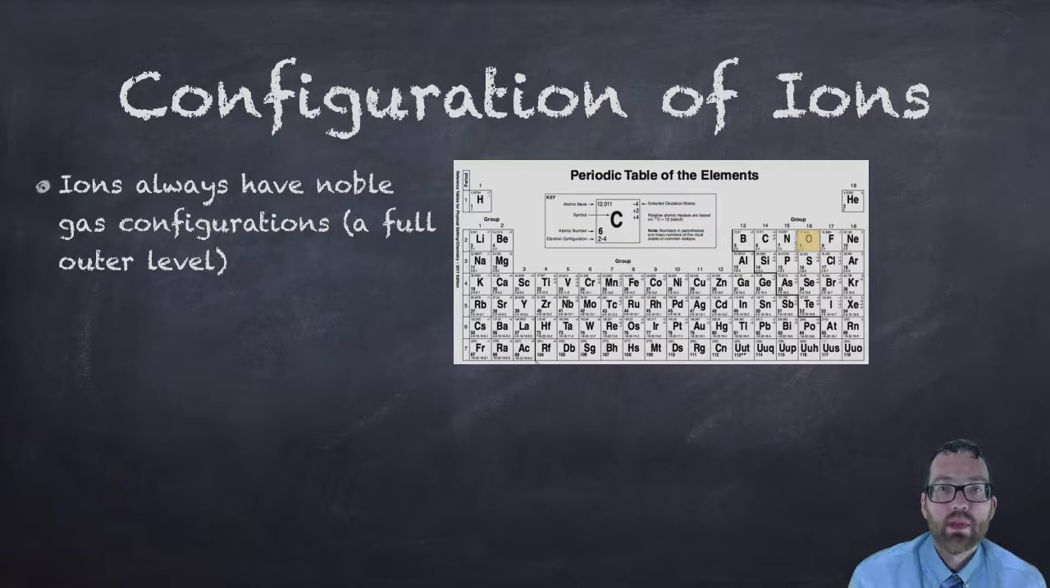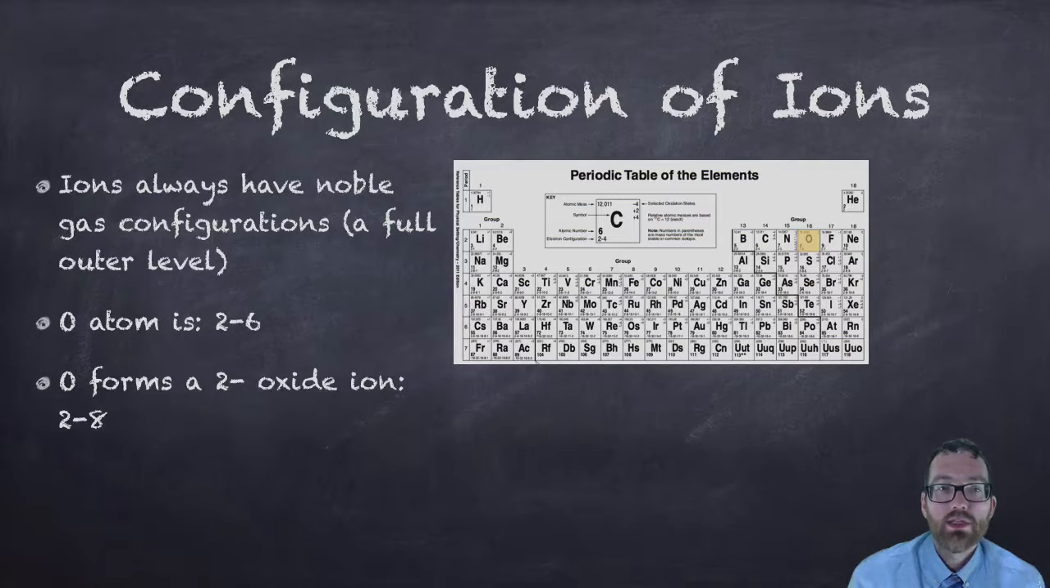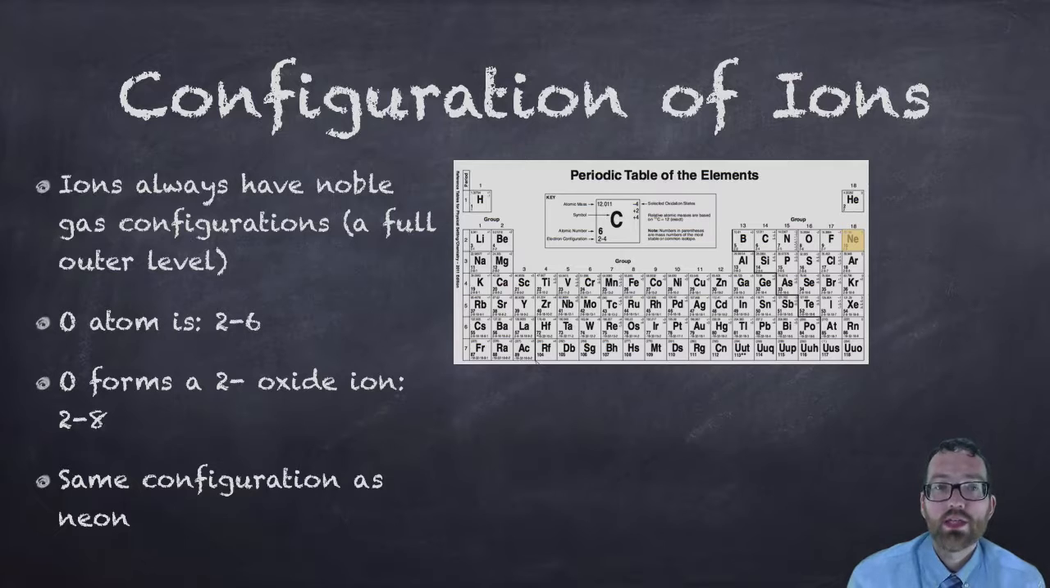So all ions always have a noble gas configuration. So if I have a nonmetal like oxygen here, its configuration is 2-6, not quite a noble gas configuration. So nonmetals like oxygen tend to gain electrons. Oxygen is going to form a 2- oxide ion by gaining 2 electrons. And it's going to move over to be just like neon. So instead of 2-6, it's going to turn into 2-8, just like neon again.